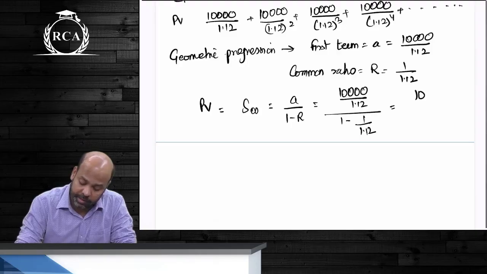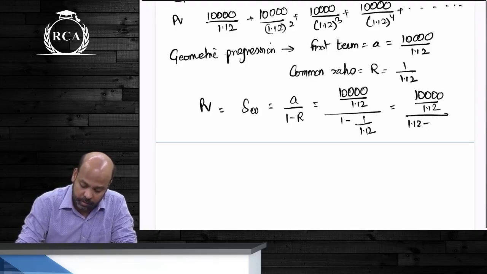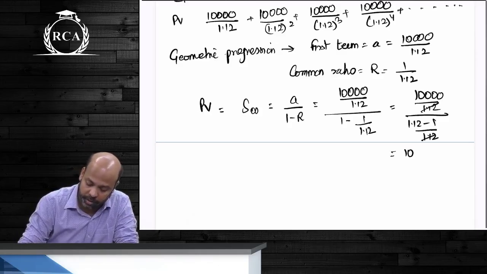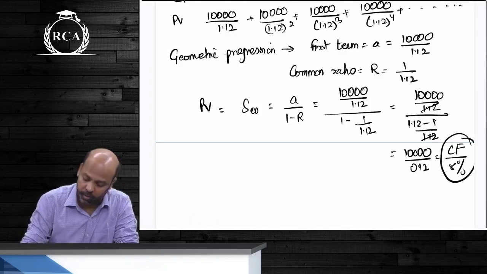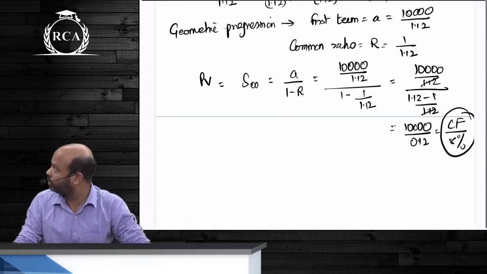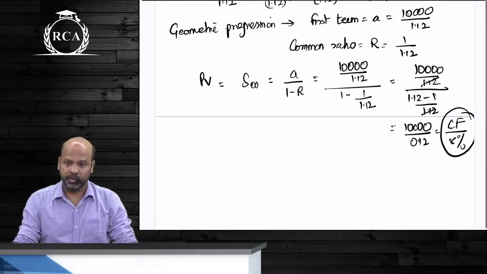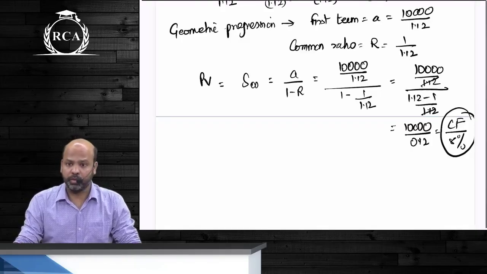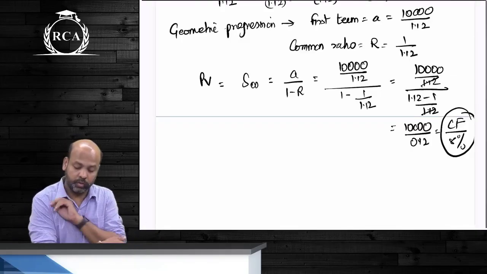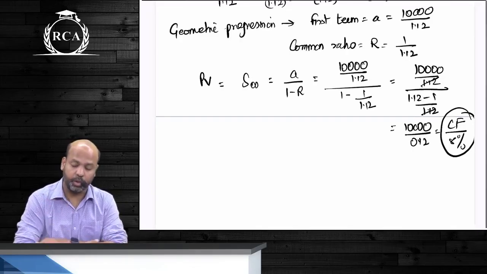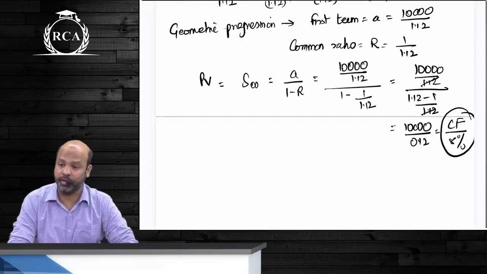Formula derivation exam में नहीं आएगा, not relevant, it is only for understanding. Minus 1 divided by 1.12, you cancel that 1.12, you'll be left with 10,000 divided by 0.12, which is cash flow divided by R%. First term is 10,000 divided by 1.12. Common ratio, guys, is 1 divided by 1.12. We got present value as sum of infinite terms.